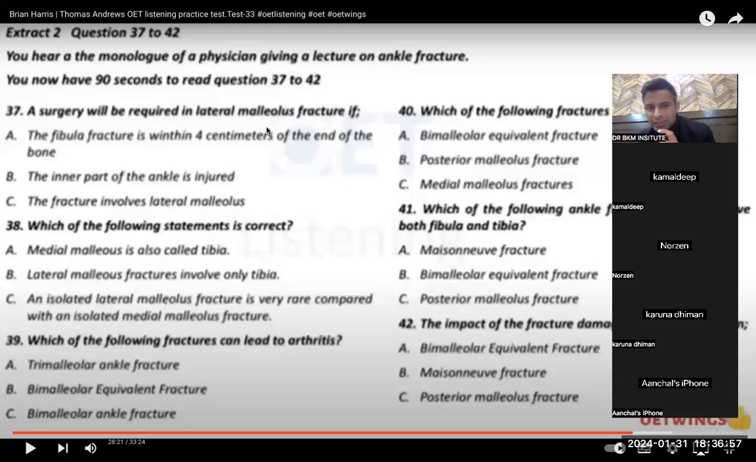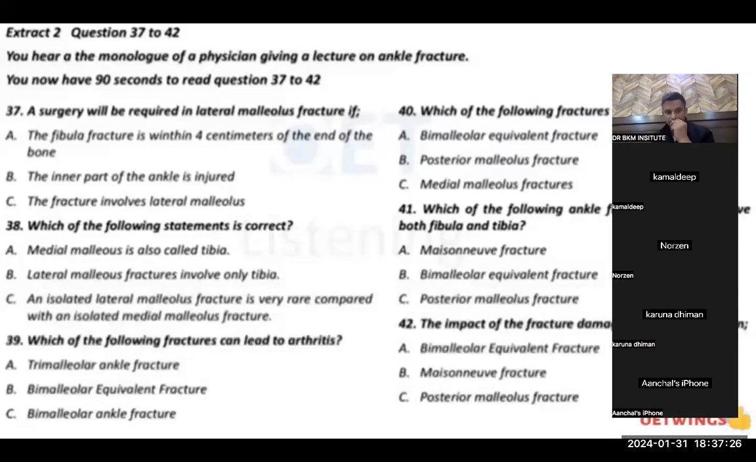Medial malleolus and lateral malleolus fracture involve only tibia. We have just listened that lateral malleolus fractures involve the fibula. We did over here. So anyhow, this option is wrong, because the tibia was the medial fracture. It was said in the statement early on. So if you are listening to things carefully, you do questions with complete sense and authority. Again, let's listen. Medial malleolus fractures involve only the tibia.